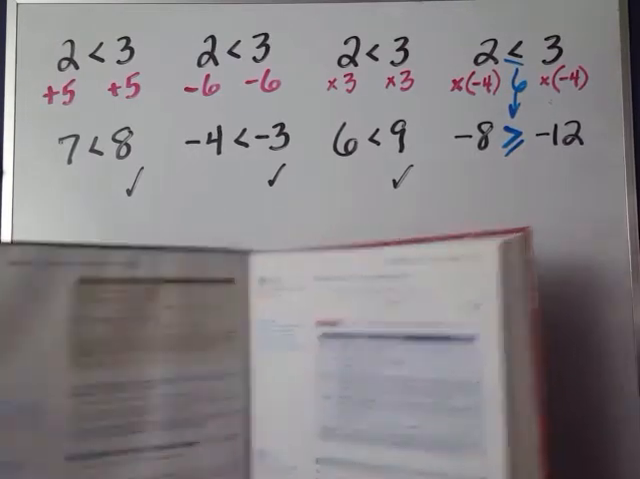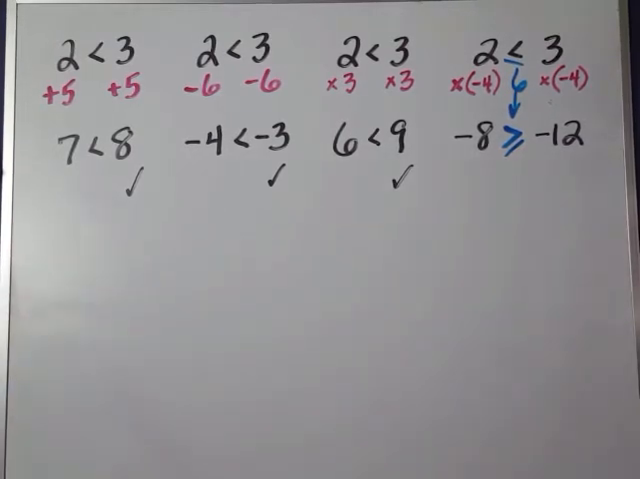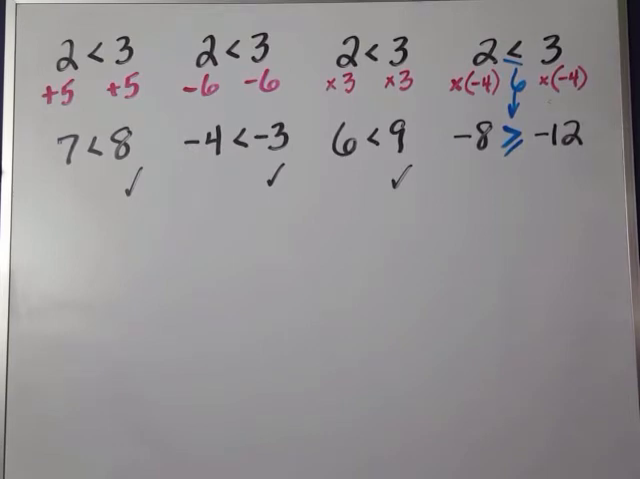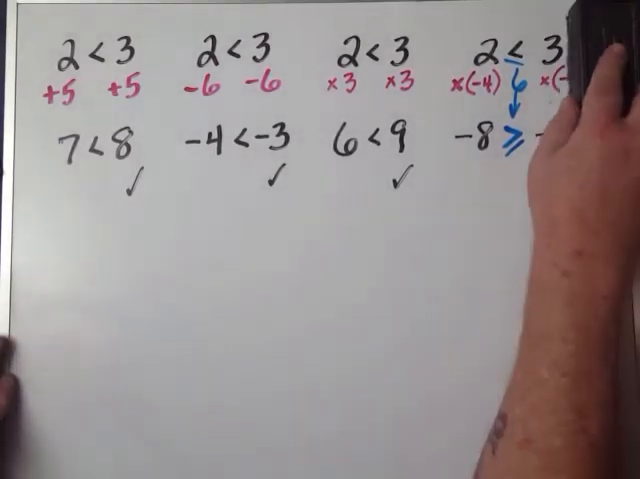Since it works for multiplication, it will also work for division, as we discovered back in section 2.2. So solving inequalities is essentially the same as solving equations with one exception, and that is, if you multiply or divide both sides of an inequality by a negative number, you must switch the sense of your inequality.